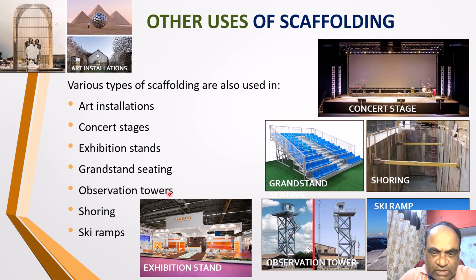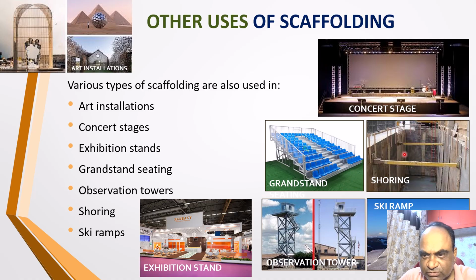Observation towers, as you can see in this picture, are basically to keep an eye on certain things, like on the borders. These observation towers are used for seeing trespassing across the border.